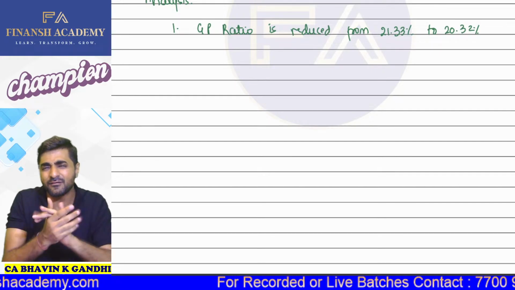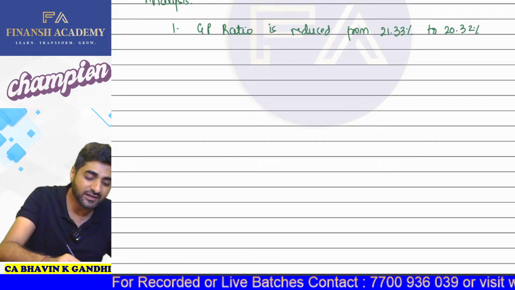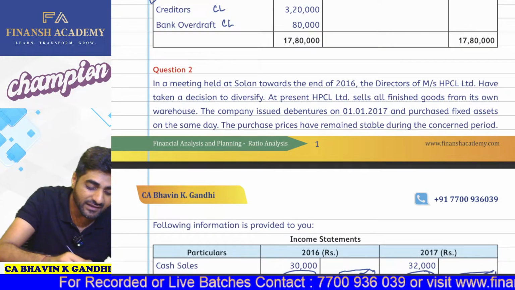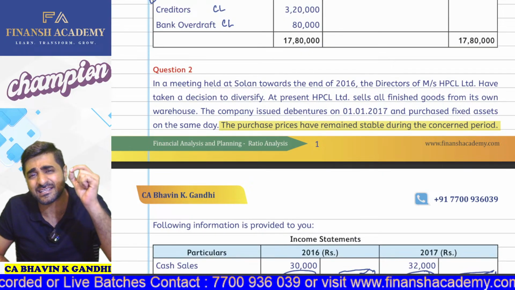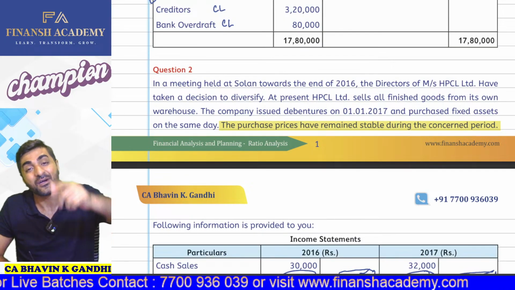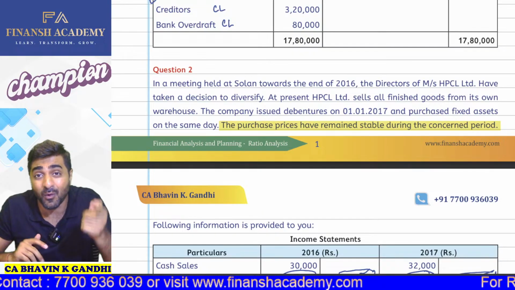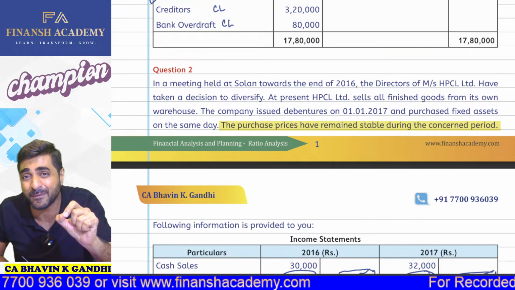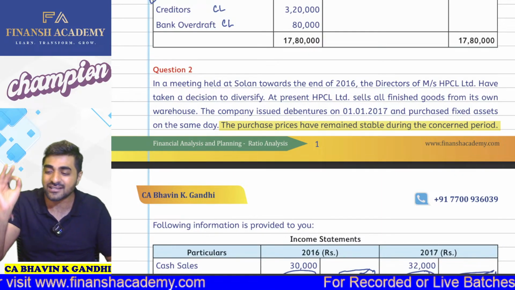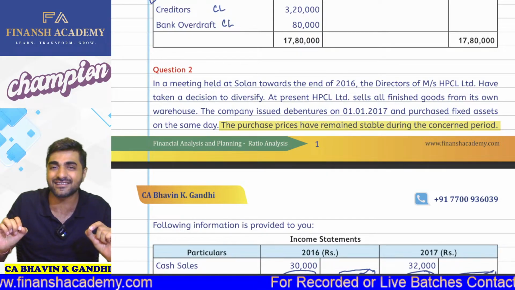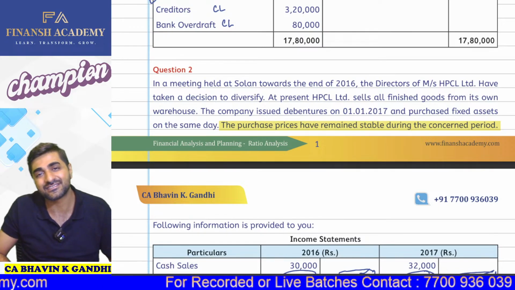In this particular question, if you read it carefully, there is some information given to you regarding cost. Just check this out. They have told you in the question itself that the purchase prices have remained stable during the concerned period. Guys, if the purchase prices have remained stable during the concerned period, what does it mean? It means that the cost price has not enhanced. So what is the reason for the reduction of GP? Can I say it should be a reduction in selling price per unit? So your GP has reduced because your selling price per unit has reduced.